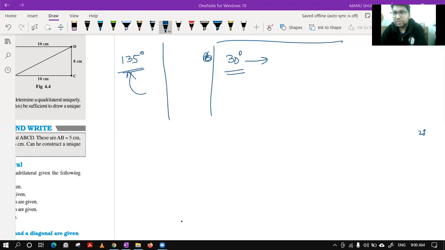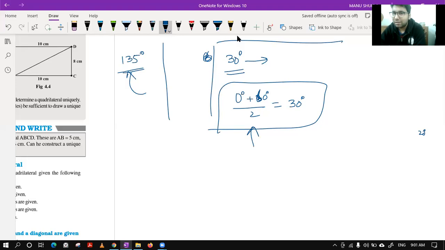So we will take 0 and 60 degree angle to make this angle of 30 degree, because we know 0 degree plus 60 degree upon 2 is nothing else but 30 degree. This formula is helping us to verify whether these two are working or not.